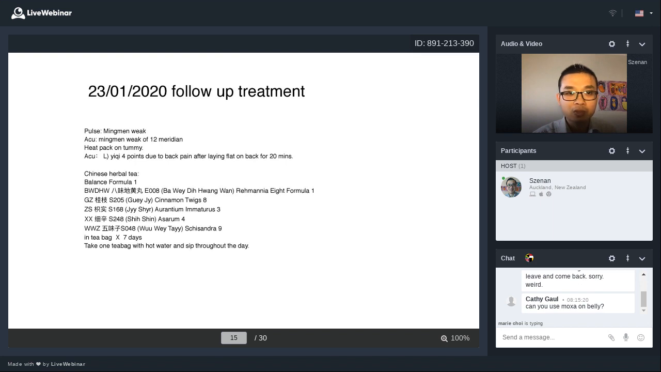So this time pulse. Last time was liver strong, right? This time is Mingmen weak. And I used Mingmen weak of 12 meridian. Sorry, I didn't have time to type up all this.